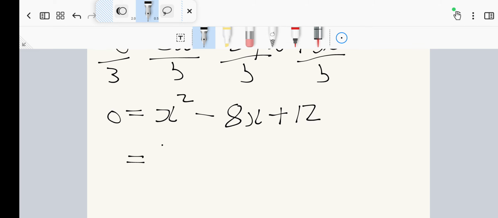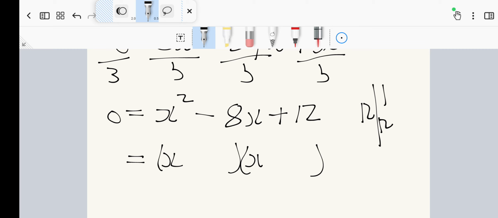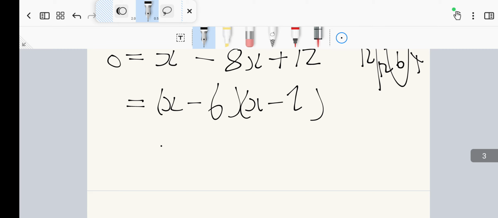Okay, basic trinomial. Let's go with our 2 sets of brackets, x and x. Factors of 12, I'm going to put it over here: 1 and 12, 2 and 6, 3 and 4. Those are all. We need an 8, so we're going to use the 6 and the 2. We need a negative 8, so it has to be minus and minus. Okay, great. We still know how to factorize trinomials. And then we get our 2 solutions, right?